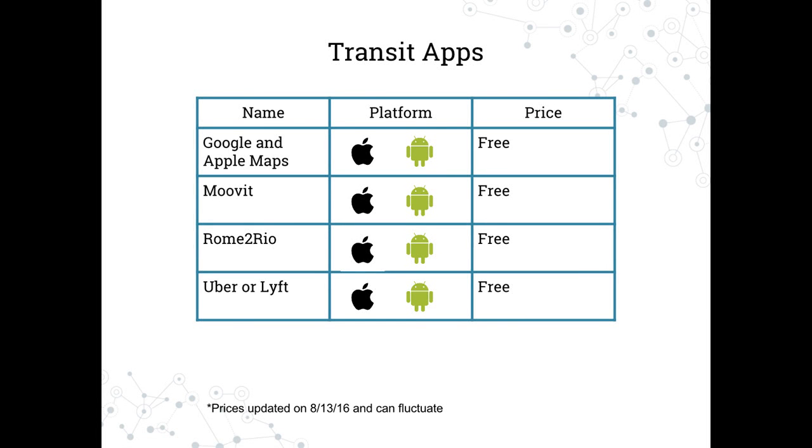So for this, I have another table that has the apps listed. I've included Google and Apple Maps on this because they do offer several different transit options. Move It, Roam to Rio, and then I've also included Uber or Lyft, which actually isn't technically used to locate transit information, but I had to include it on here because it's such a helpful resource for people who are blind or visually impaired. And the nice thing about this is all of these apps are available on both platforms and are all free.